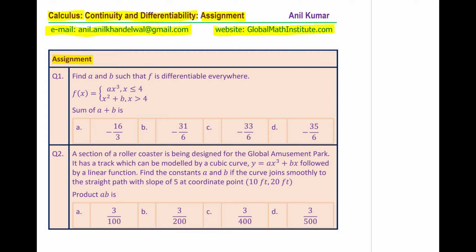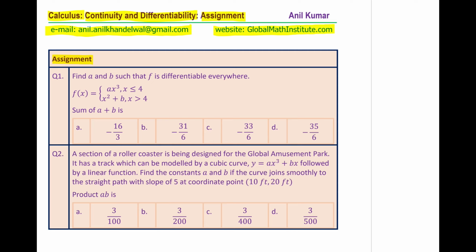Question number 1. Find a and b such that the function f is differentiable everywhere. f of x is a piecewise function which is equal to ax cubed when x is less than or equal to 4 and x squared plus b when x is greater than 4. The sum of a and b is given to you as one of these choices. I hope the question is absolutely clear.